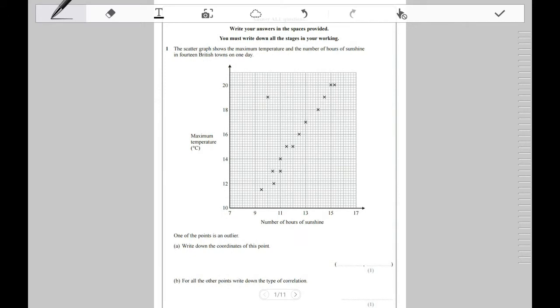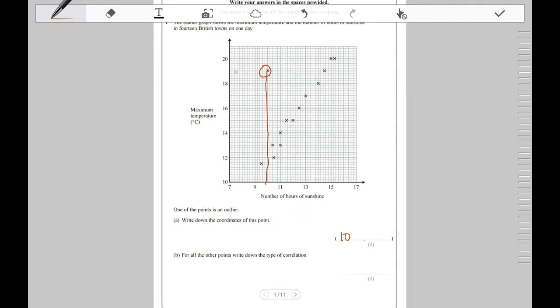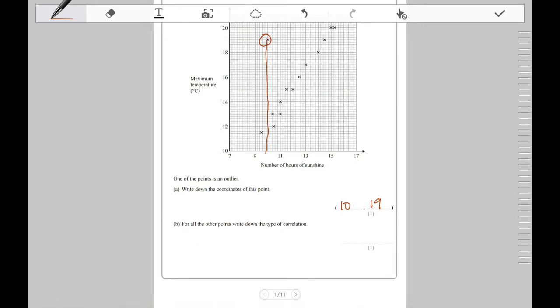Okay, so the outlier is clear. I'm going to label it in red, and that is this one because it doesn't fit the trend that's going on, which is as the number of hours of sunshine increases, the maximum temperature increases. Now it's asking for the coordinates. You can use a ruler with this. It's between 9 and 11 exactly, so it's 10 there. And it's between 18 and 20, so that's 19. Very easy.